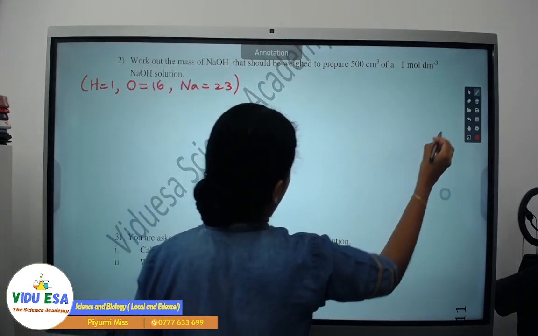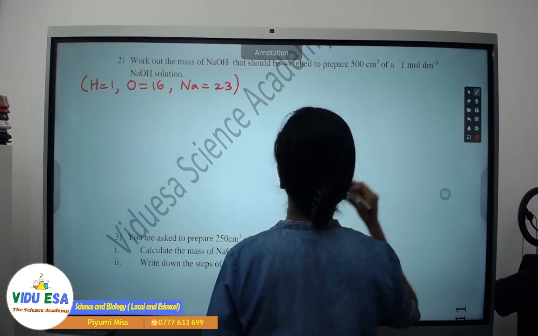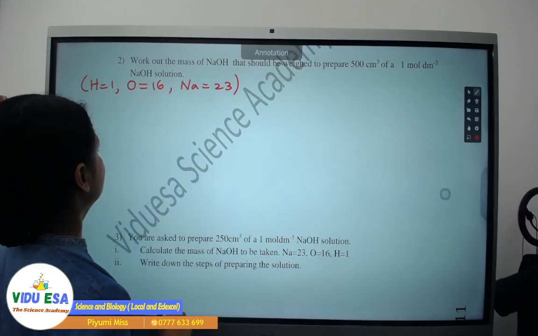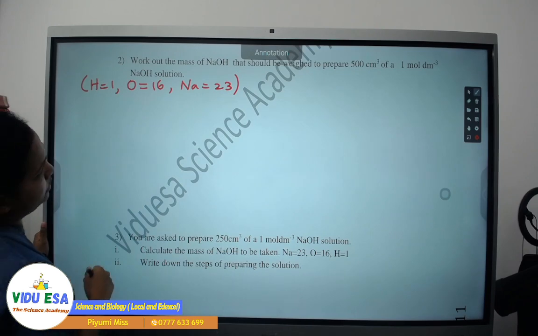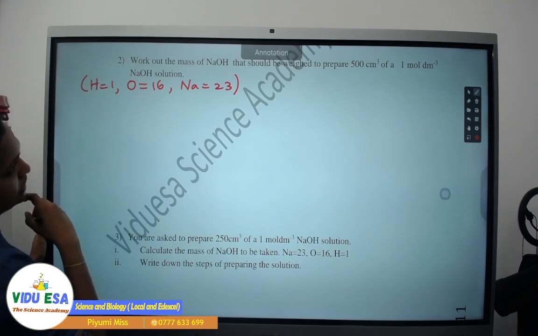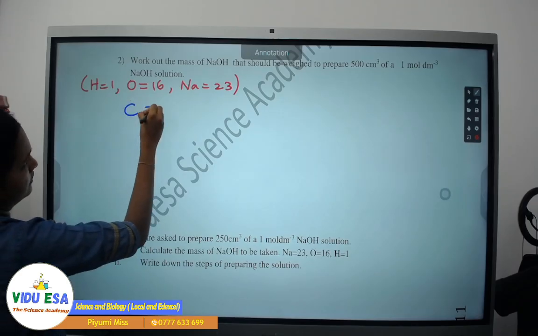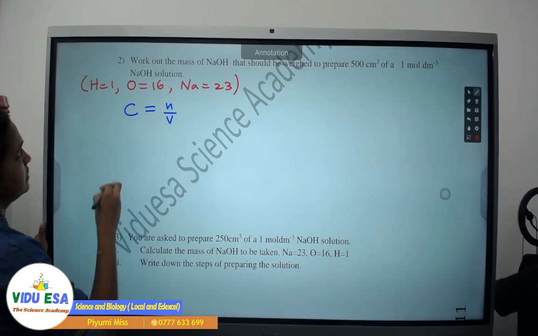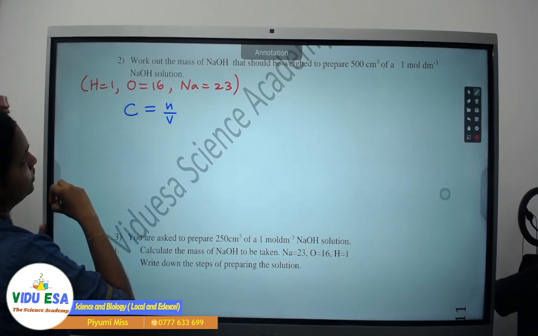Mass of sodium hydroxide that should be weighed to prepare 500 cubic centimeters of 1 mole per cubic decimeter sodium hydroxide solution.